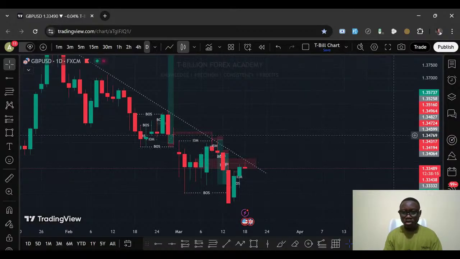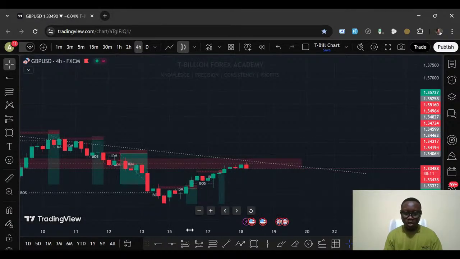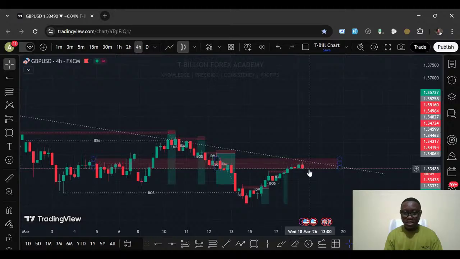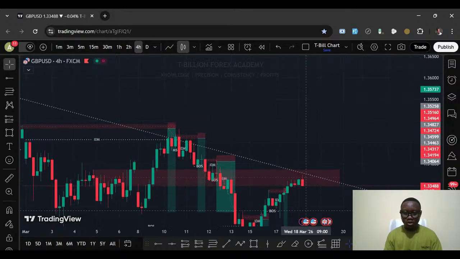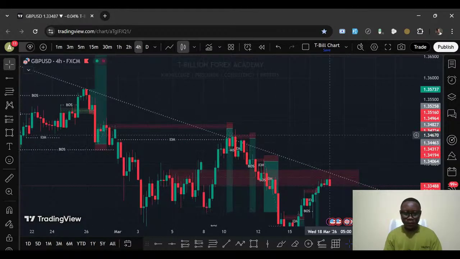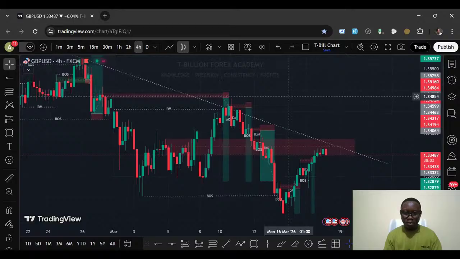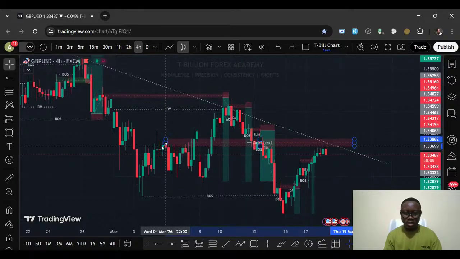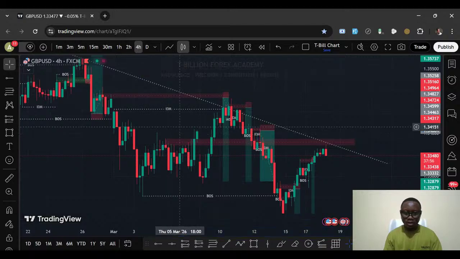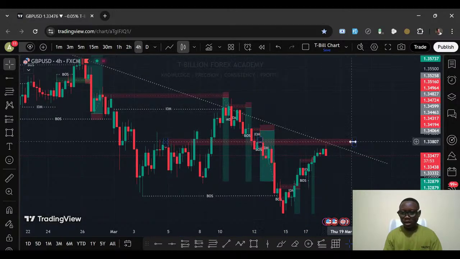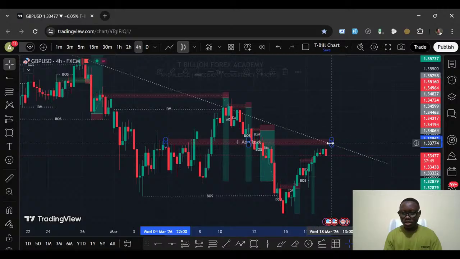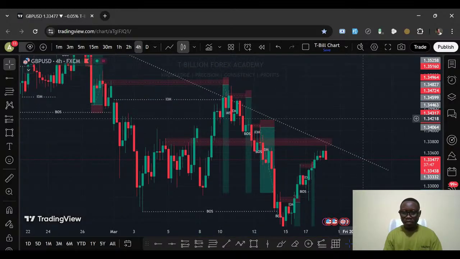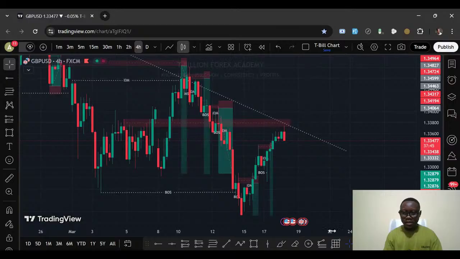Now we are going to drill down to the 4H time frame to further refine the breaker block. As you can see, price is already reacting at that breaker block. So on the 4H, I'll refine this breaker block to this candle right here. Let me adjust this. All right, so we have this.